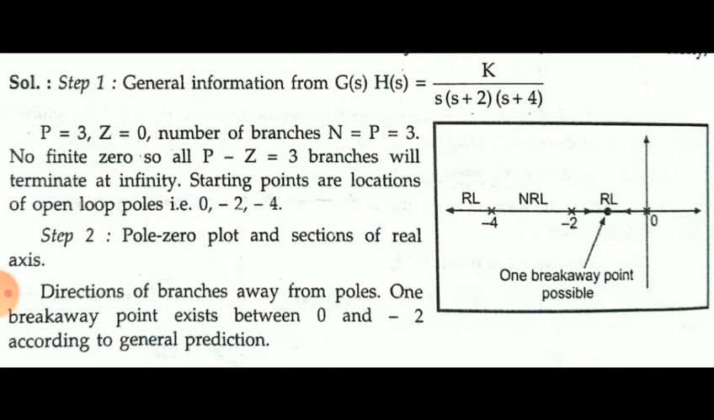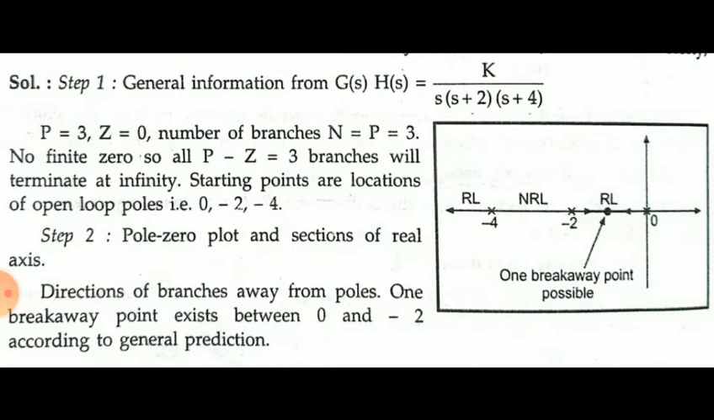So show these points on a pole zero plot. The vertical line is the imaginary axis, and the horizontal line is the real axis. On that real axis, plot the open loop poles and open loop zeros. Here there is no open loop zero. So plot the open loop poles, that is 0, -2, -4, on the real axis.